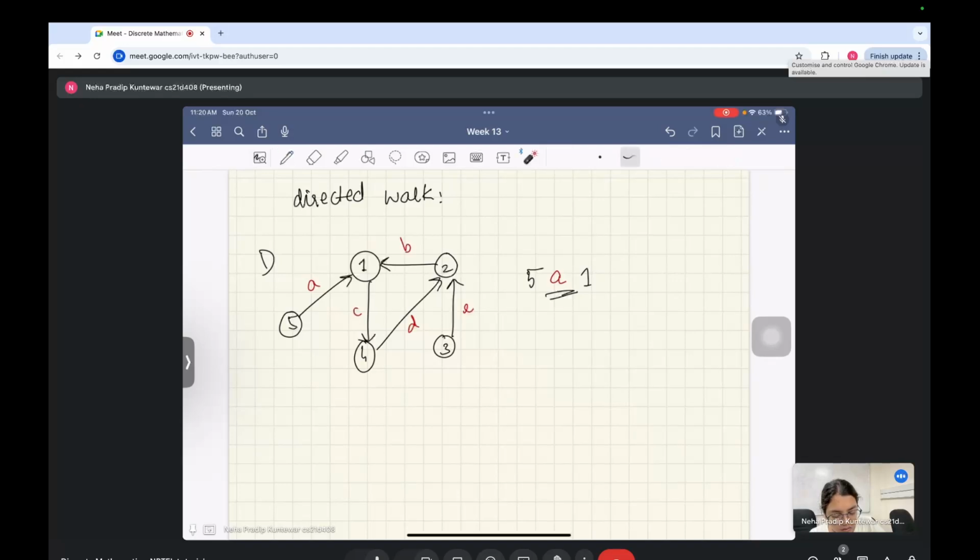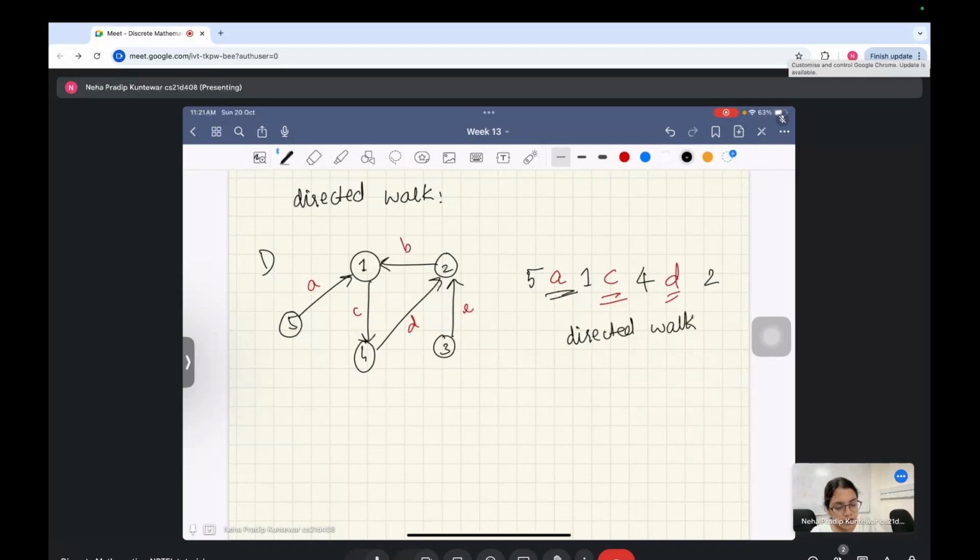From this vertex 1, I can take any of the outgoing edges. In this case, I'm, let's say, taking C. So then I'll write the name of the edge, which is C. After taking C, I have landed up in the vertex 4. So I'll write the vertex 4 here. And from this vertex 4, let's say I'm taking this edge T, and I land up at the vertex 2. So I write 2 here. So this is a directed walk.